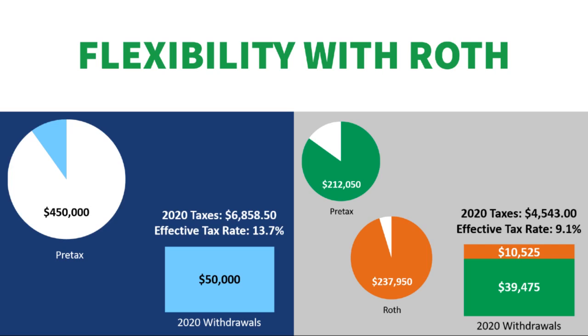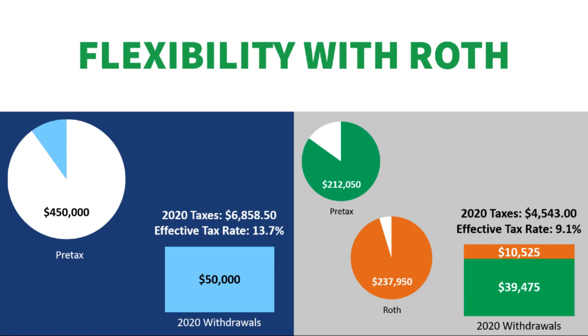But if you needed $50,000 total, like this person, you would take the first $39,475 out of the pre-tax bucket, and then you could take the other $10,525 out of the Roth bucket, which is money that's already been taxed that you would not have to pay taxes on when you pull it out of your retirement account. And that saves taxes, pushing the effective tax rate in this situation down to about 9% compared to almost 14% before.